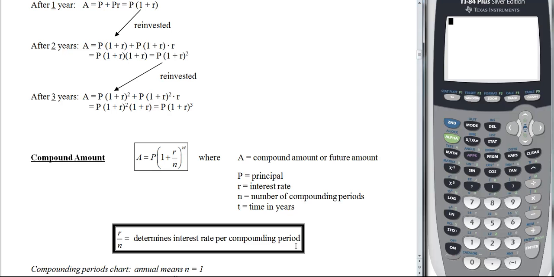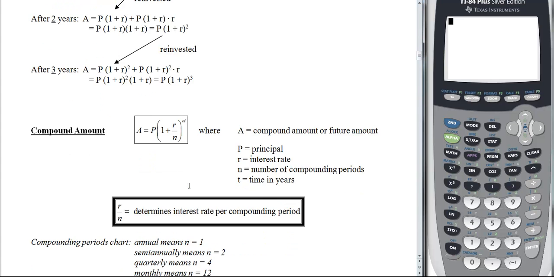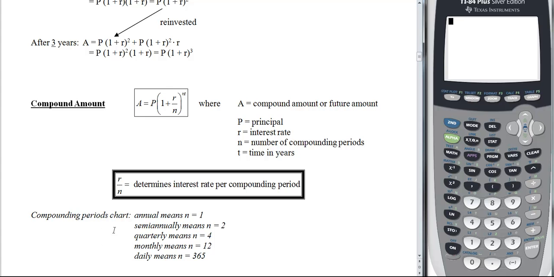Now the R over N determines interest rate per compounding period. The book calls this I. Their formulas are a little bit different, and I really don't want you remembering that this is I, and they also use the N times T. They use another variable for that. That drives me crazy. So I just like the formula as is, and you put the information in where it needs to go.